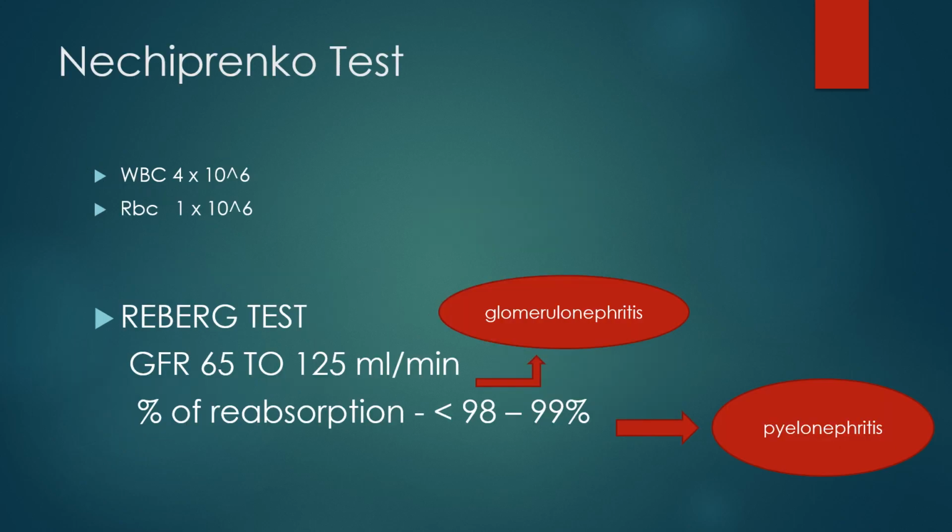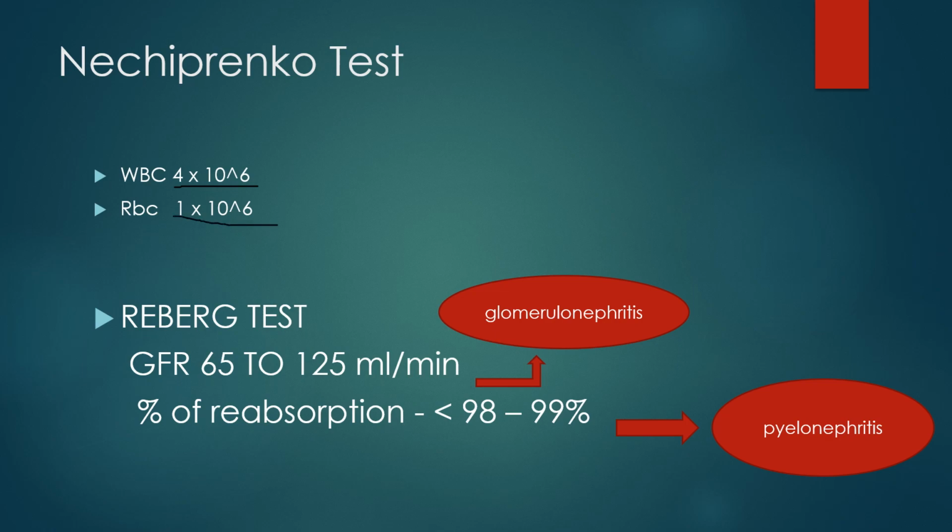During the examination, on the same card of urine analysis, there will also be the Nechiporenko test. It is a very easy test. In the Nechiporenko test, you need to remember the normal values of WBC and RBC. The normal value of WBC is 4 into 10 to the power 6, and the value of RBC is 1 into 10 to the power 6.